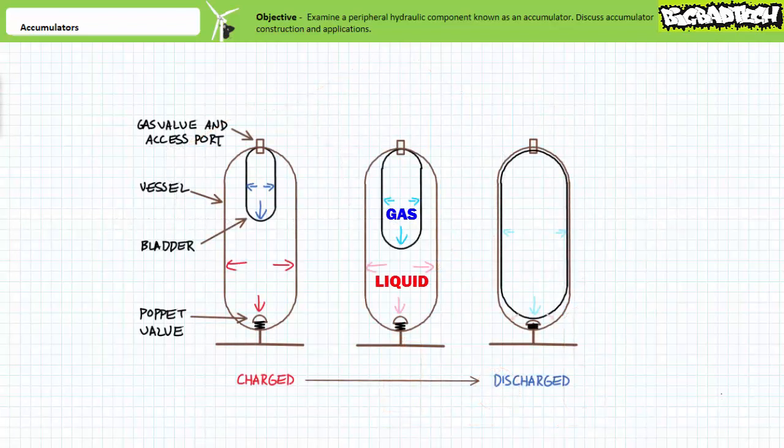Finally, bladder-type accumulators use a strong synthetic rubber balloon to exert and absorb pressure. Bladder accumulators often include a poppet valve that closes when the accumulator is fully discharged of liquid to prevent the bladder from extruding into the system. Additionally, bladder accumulators often include a top opening, allowing a technician to remove and replace a damaged bladder after the system is locked and tagged out.